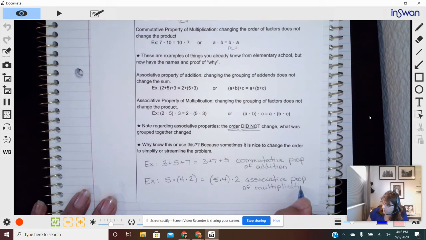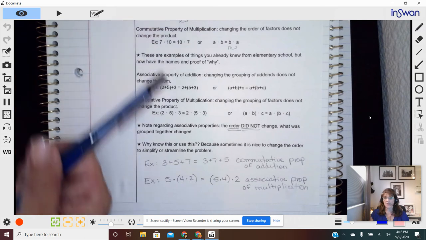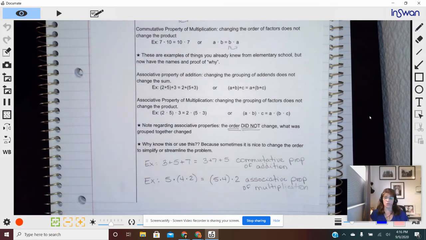Again, rules we already knew, but now we have the names of the laws that go with them. We're going to do a little practice. So after you've done this video, if you could please do your try problems. And when we meet back together, we'll try a few together and make sure that we're clear on the understanding.